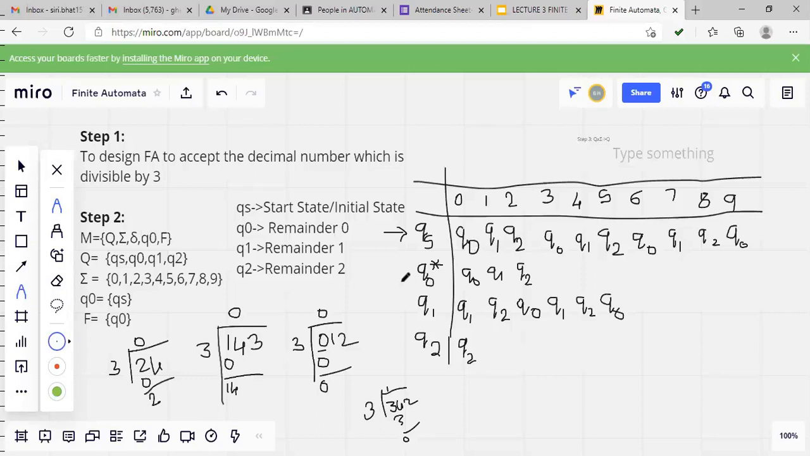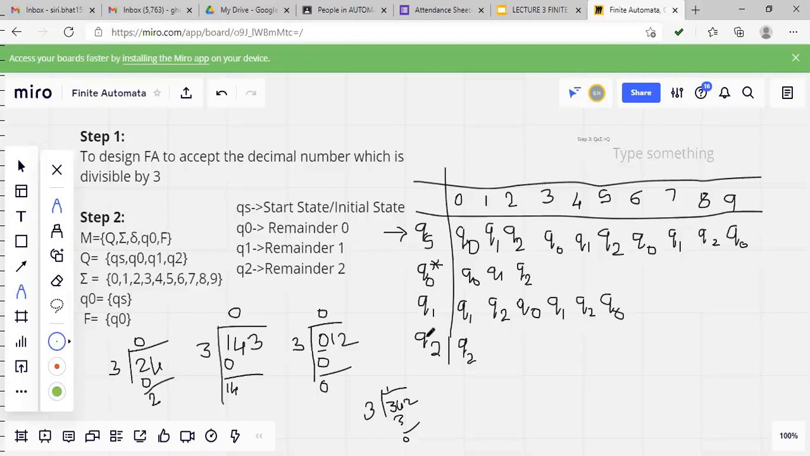The reason is QS and Q0 are the same in decimal number. In number system, 0 and null are the same. Right? Students, are you getting it? QS means null, I have read nothing. And Q0 means I am reading 0. So 0 and null are the same. So even if you don't write this, it is okay. You can directly write Q0, Q1, Q2 in number system.